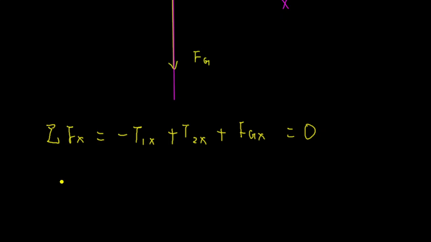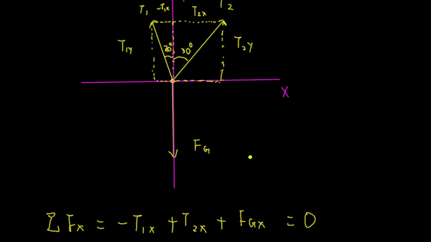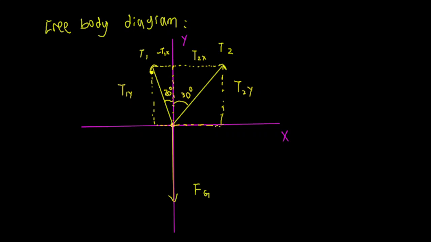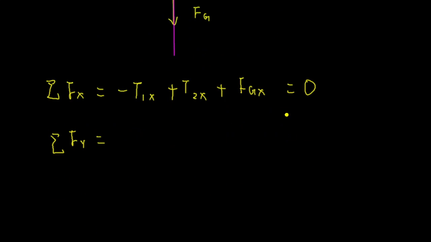Now, next, look at all the forces from the y-axis. Now you can see that, okay, so from the y-axis, there are two tension forces too, right? As well. So T1y and T2y, but they're all in positive direction. So I can just write down T1y and T2y. Okay, the first one is T1.